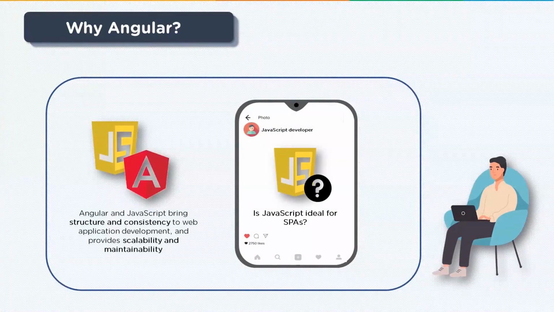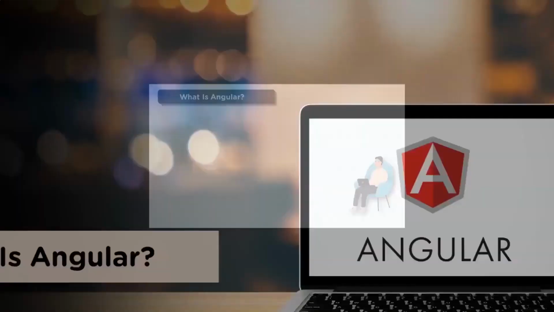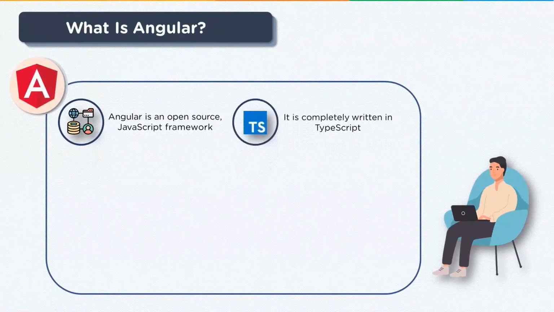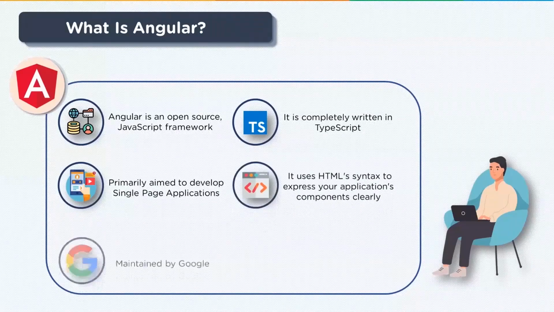With respect to front-end development, Angular and JavaScript together bring in structure and consistency to your web applications and also provide scalability and maintainability. Angular is specifically developed for single-page applications. So now the question arises, what exactly is Angular? Angular is an open-source JavaScript framework written completely in TypeScript. Now it was primarily aimed to develop single-page applications and is maintained by Google.